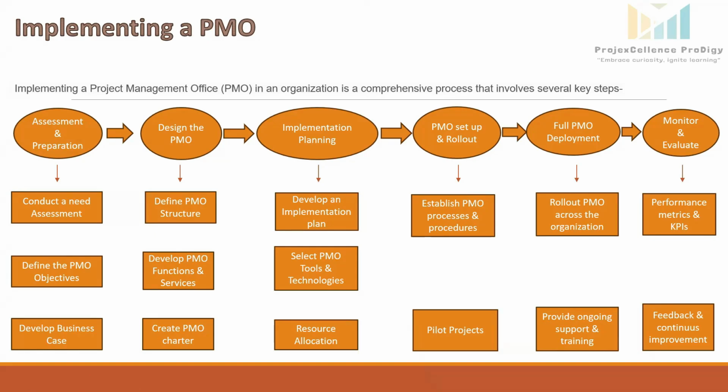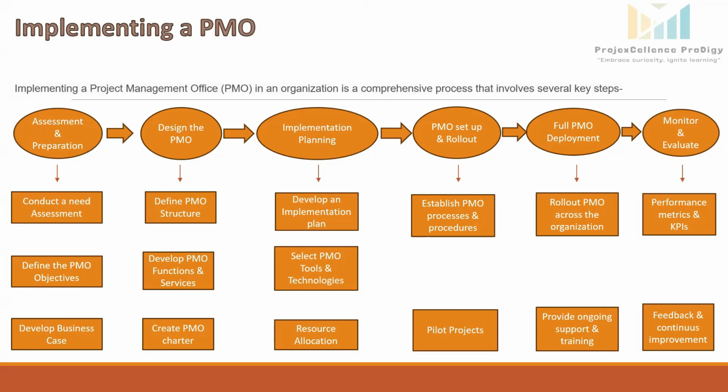Last step is monitor and evaluate. So the KPIs will be established to measure the PMO's performance. KPIs like project success rate, resource utilization, and stakeholder satisfaction. So regular monitoring will be done for the PMO's performance against these KPIs.